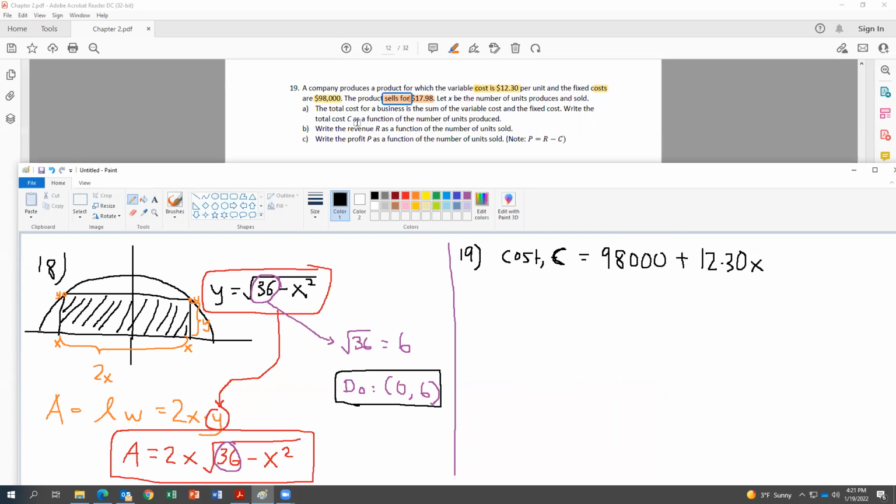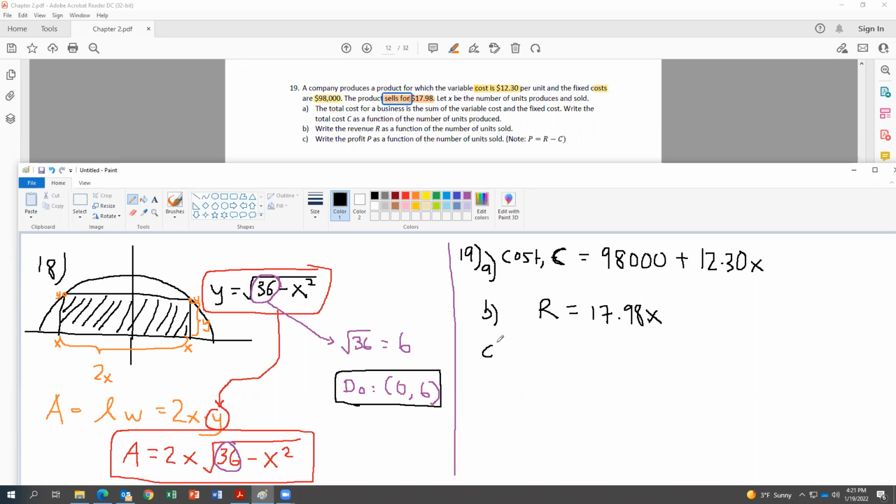So for question 19a, in order to find the cost, you just take the fixed cost plus the variable cost. Every time you have a variable cost, you put the x next to it. Question B is asking for the revenue. Revenue is how much you sell for per unit. So in this case, it'll be 17.98x, because for every unit you sell, this is how much you get.